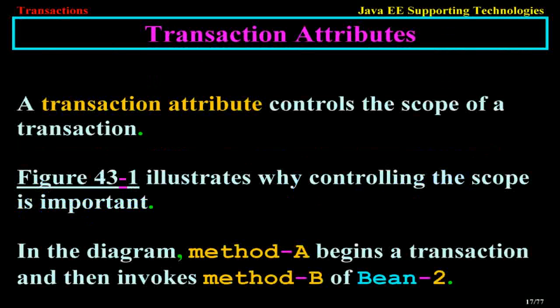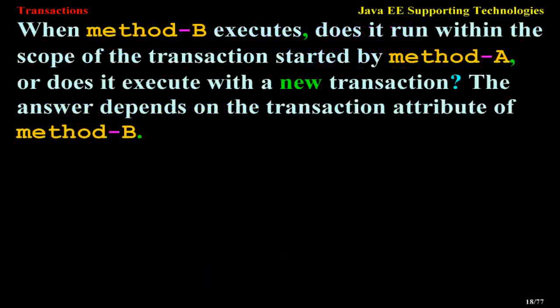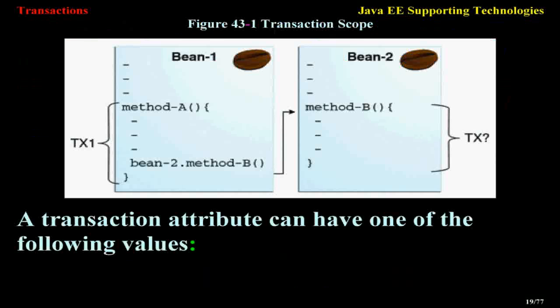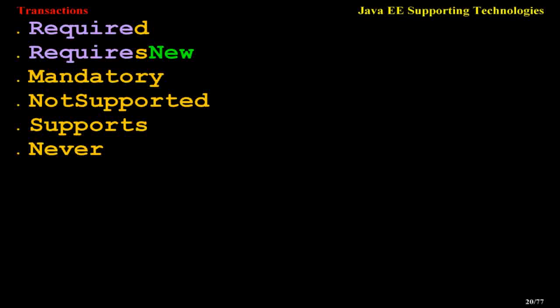Transaction attributes. A transaction attribute controls the scope of a transaction. Figure 43-1 illustrates why controlling the scope is important. In the diagram, method A begins a transaction and then invokes method B of bean 2. When method B executes, does it run within the scope of the transaction started by method A, or does it execute with a new transaction? The answer depends on the transaction attribute of method B. Figure 43-1 Transaction Scope. A transaction attribute can have one of the following values. Required, RequiresNew, Mandatory, NotSupported, Supports, Never.